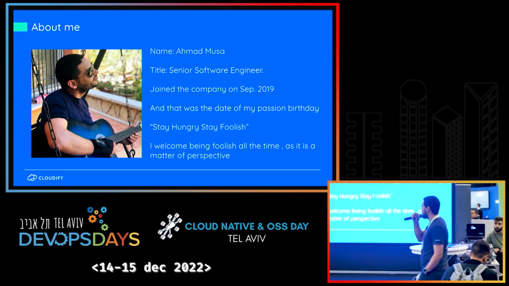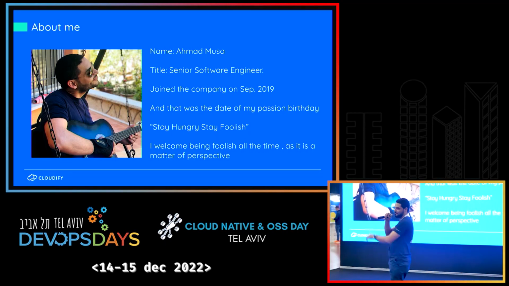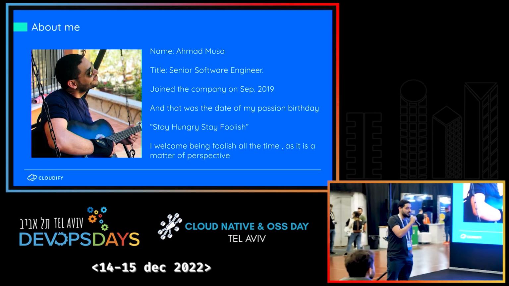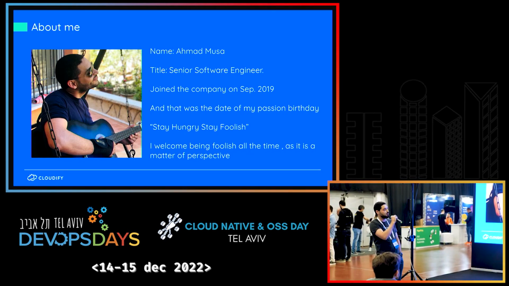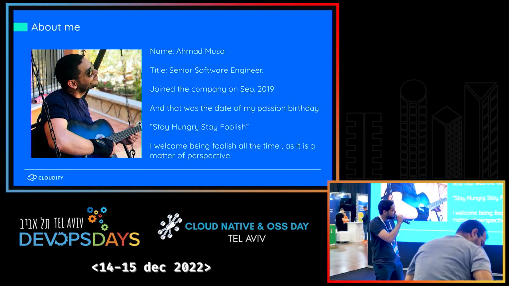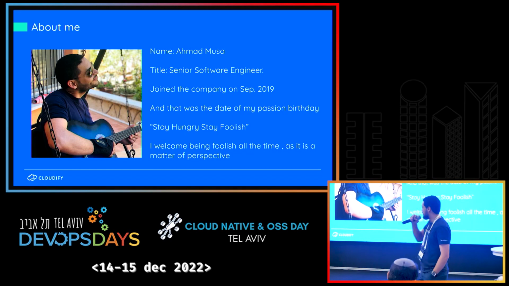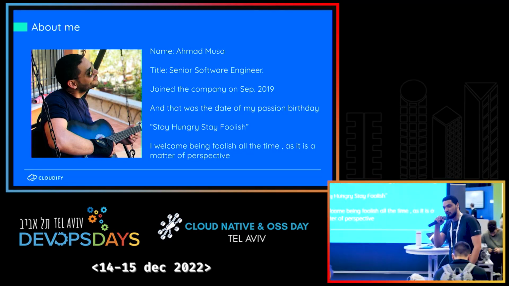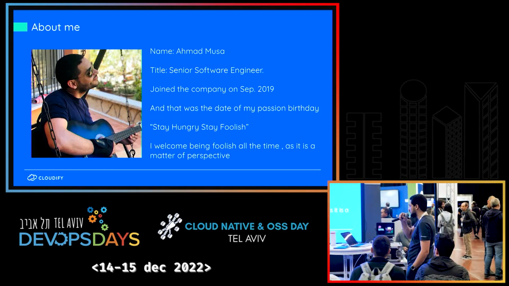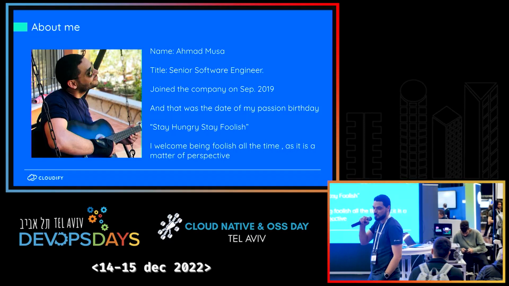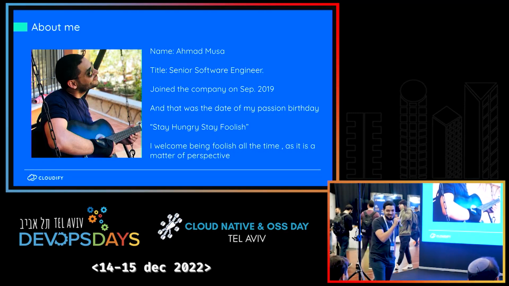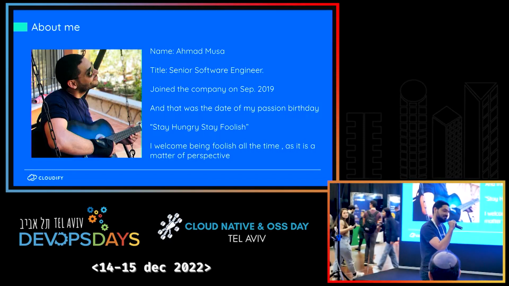So some background about me. As you can see, I'm just looking at myself. My name is Ahmad Musa, and my title at Cloudify is senior software engineer. I joined the company back in September 2019, and that was the day I was born with the passion of automating stuff. I like the quote, "Stay hungry, stay foolish." It's just good to have some passion.